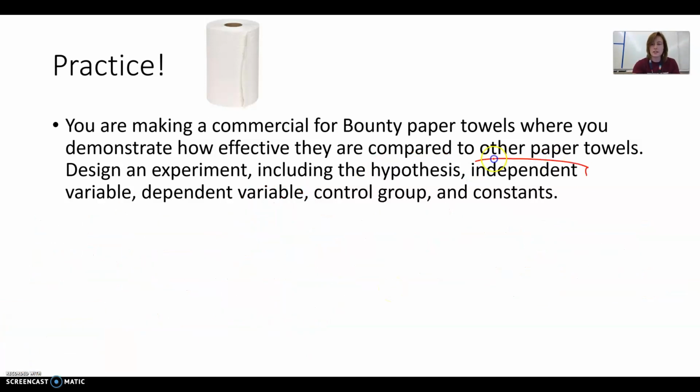Okay, so let's talk about our independent variable. Our independent variable is the thing that I change as the scientist, the one thing I'm gonna change. In this case, I'm gonna clean up a mess with Bounty paper towels, and I'm gonna clean up the same mess again with the off-brand. So the only thing I'm changing is the brand of the paper towels, right? I'm just gonna do an arrow so you know that's the independent variable. Independent variable would be the brand.